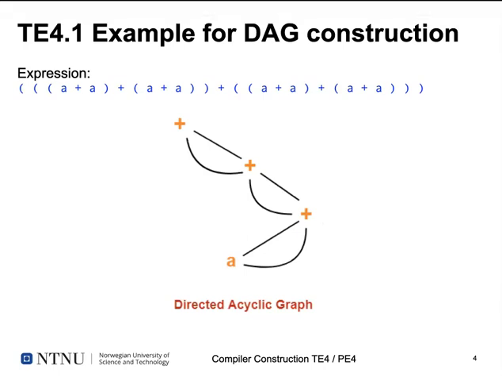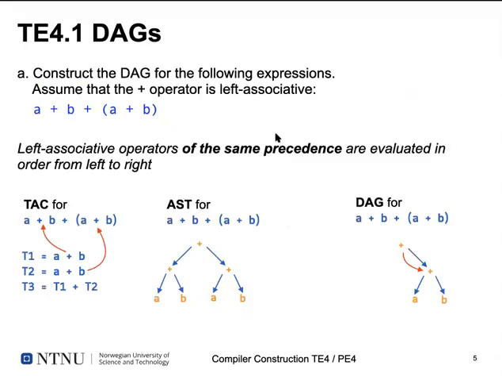So let's look at some real-world examples from the exercise sheet. We gave some simple expressions, and the assumption is that the plus operator is left associative. What does left associative mean? It means that if we have operators of the same precedence, they are evaluated in order from left to right. So we're taking the first operator first.